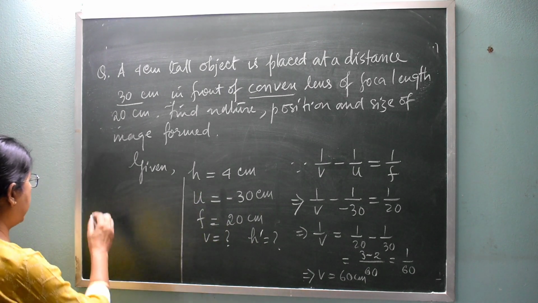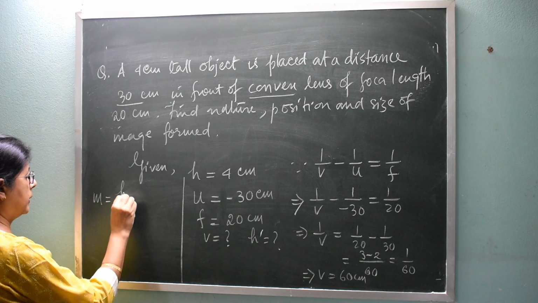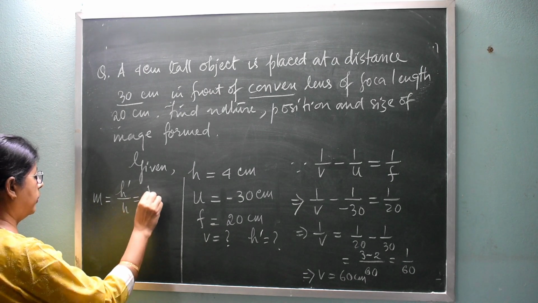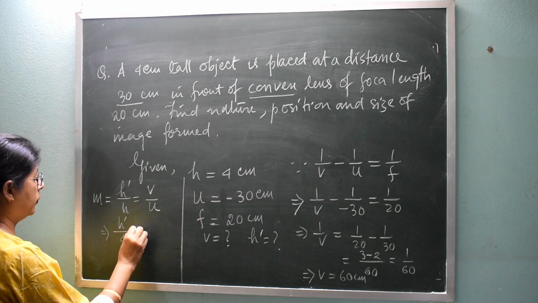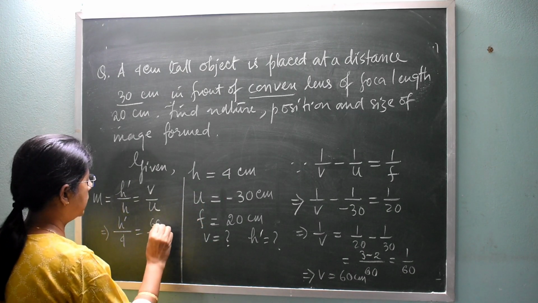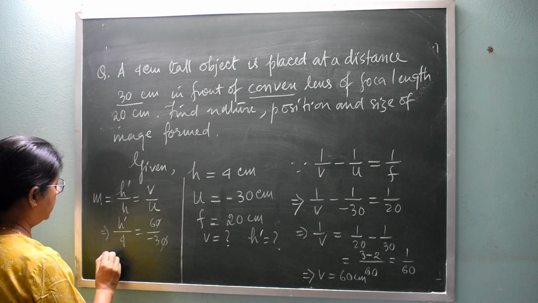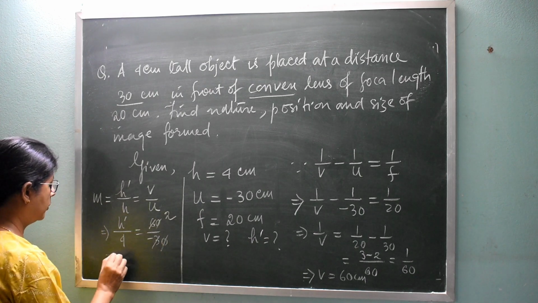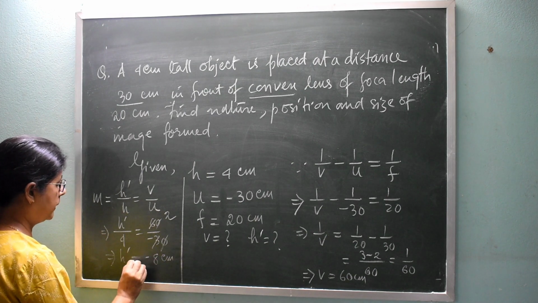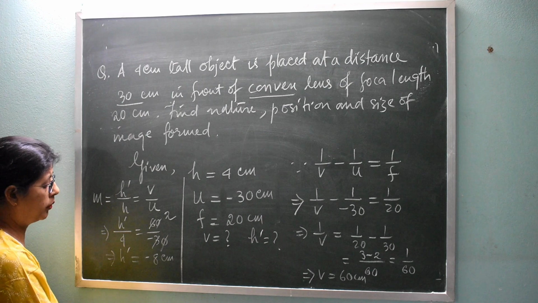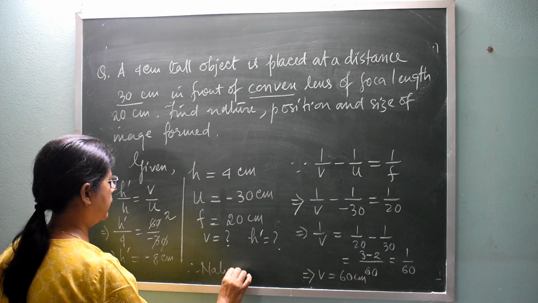Next we are going to find the height. For height we are going to use the formula for magnification, that is h dash by h equal to v by u, where we have to calculate h dash. h is equal to 4, v equal to 60, u equal to minus 30. The zeros cancel out, then 3 by 2, so we will get h dash equal to minus 8 centimeter. The negative sign indicates that the image is formed below the principal axis, therefore the nature is real and inverted.